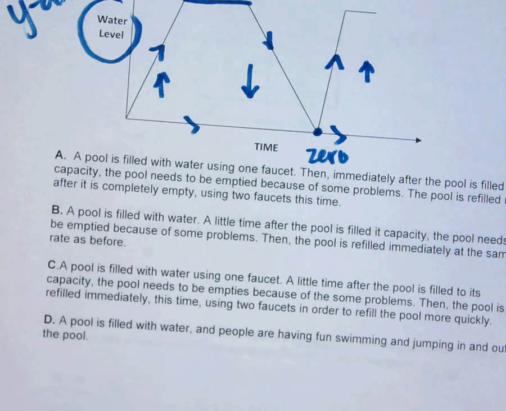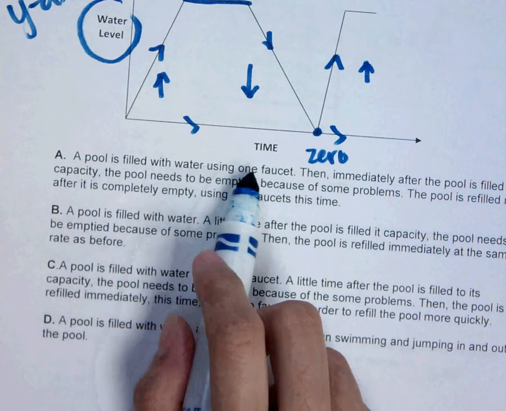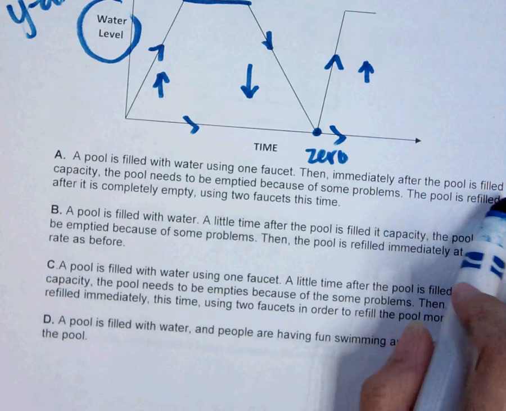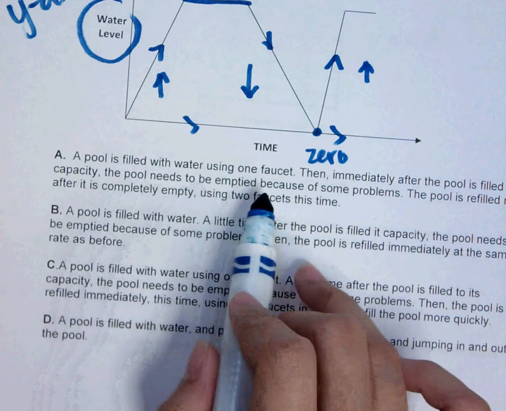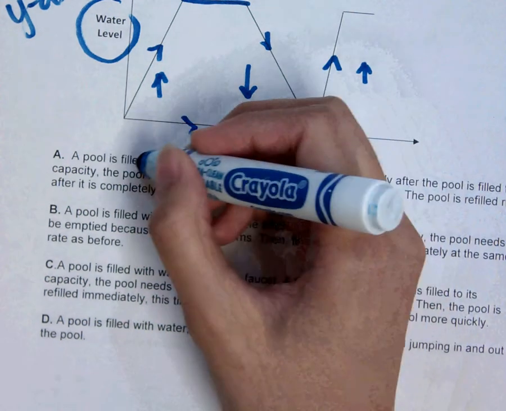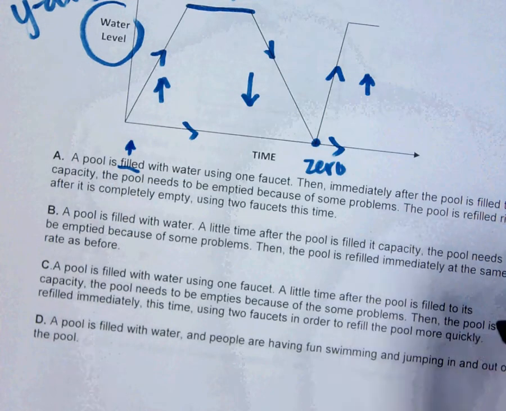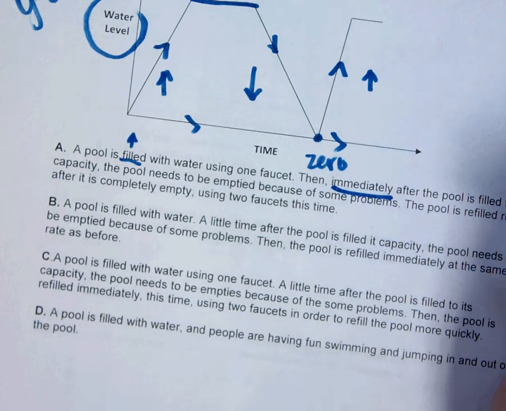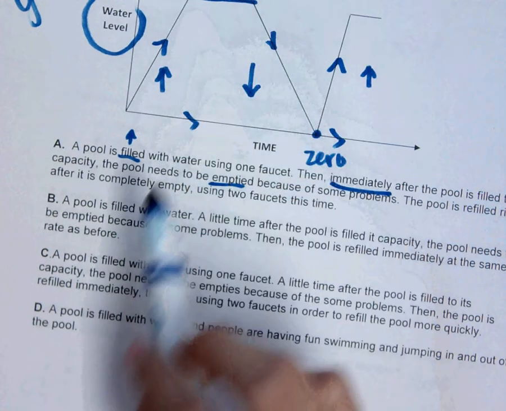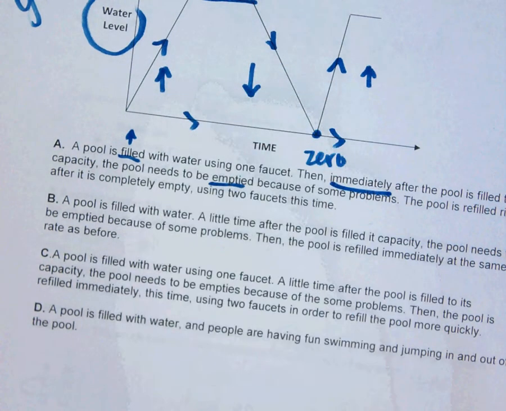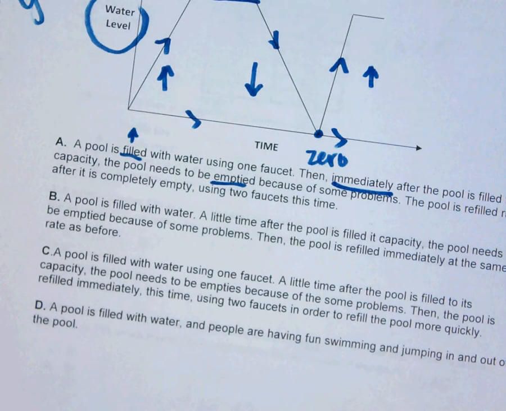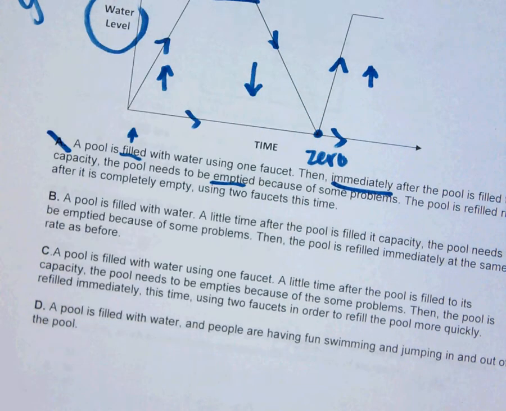So let's read through. A pool is filled with water using one faucet. Okay, so I'm filling the pool. Then immediately after the pool is filled to its capacity, the pool needs to be emptied because of some problem. Well, it's filled, so that means it's increasing, right? And then immediately after, it's going to be emptied. Is it immediately after? Does it look like it's being emptied immediately after? I have some kind of constant here. So we have to figure out what that constant means. So that eliminates A.